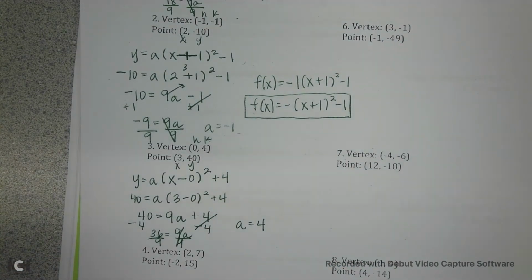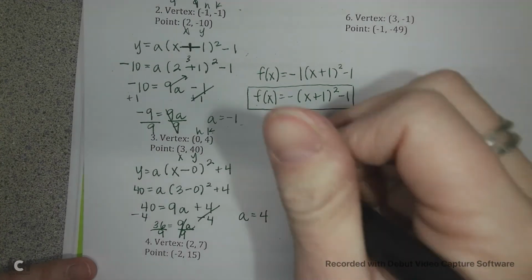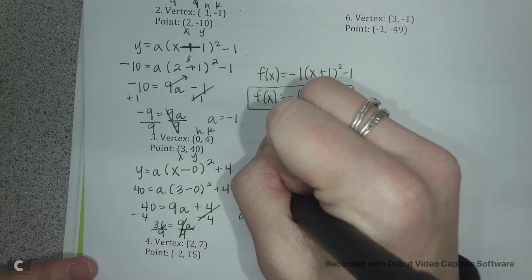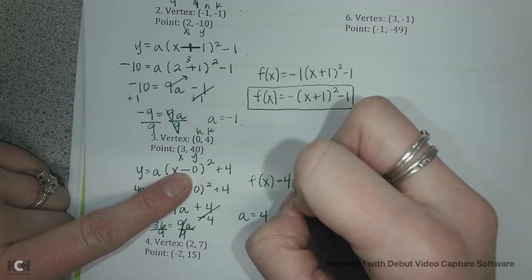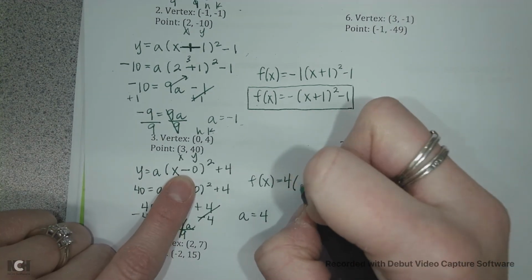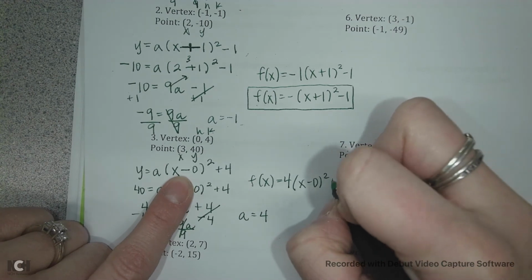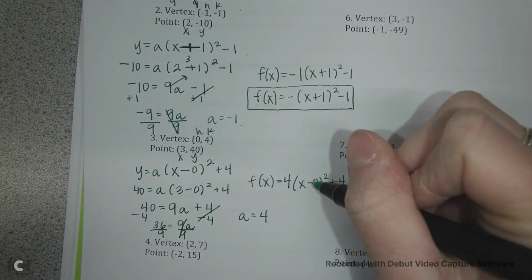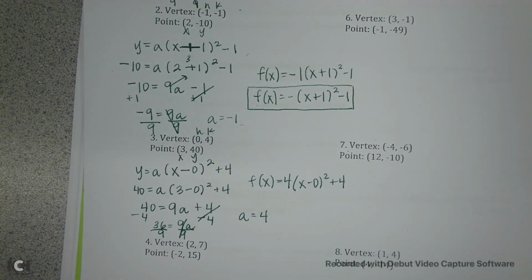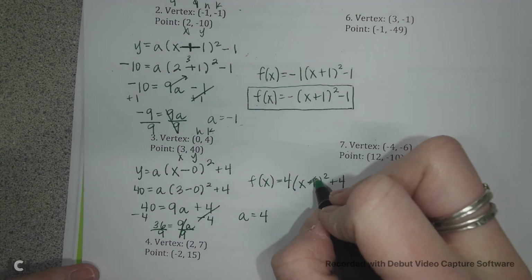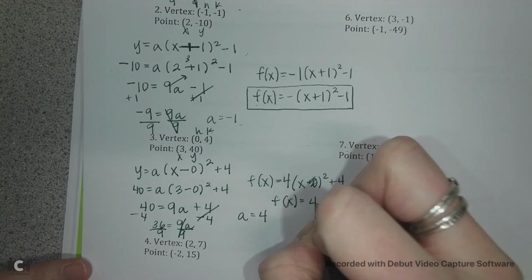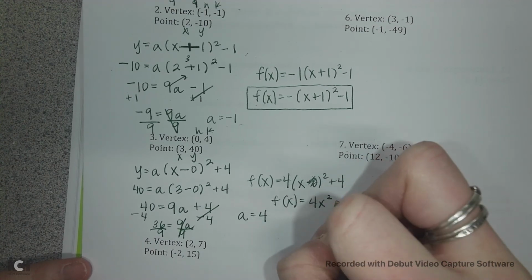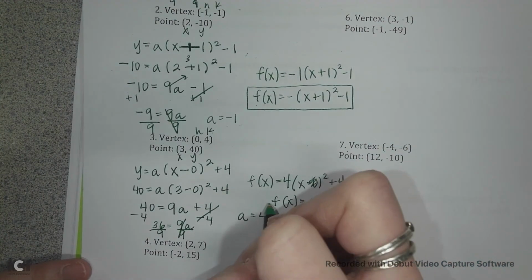Okay, then we plug in our value. Again, let's use f of x. It's just classy. Our 4 goes where our a went, and then we just write this. So we have x minus 0 squared plus 4. But we don't love subtracting 0, so let's take this out. Let's make this even better. F of x equals 4x squared plus 4. Ooh, that looks pretty darn fancy.